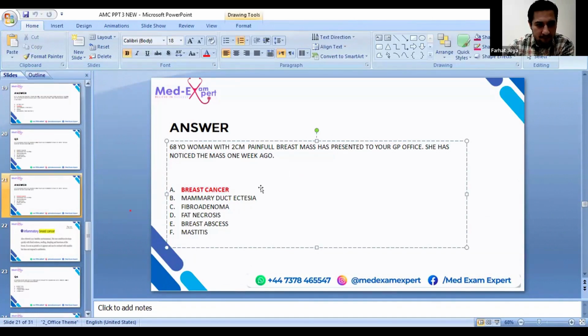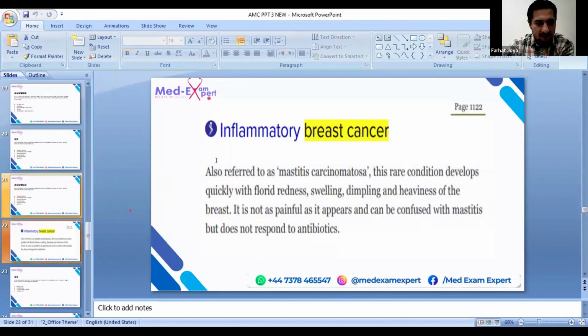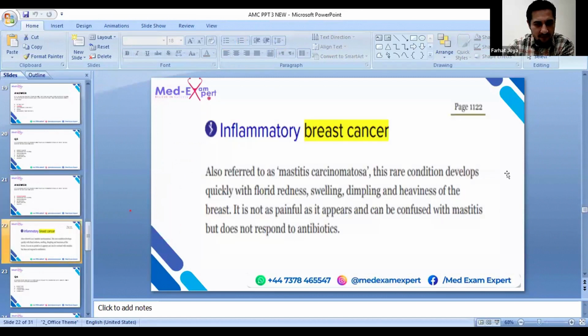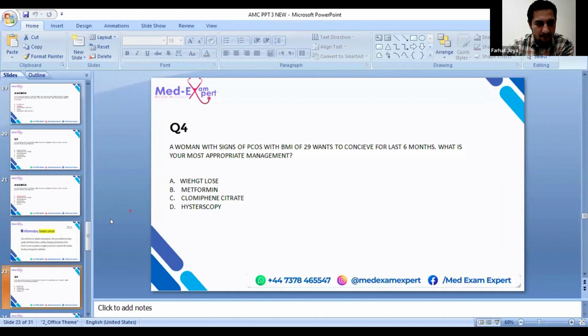And why? Some people may say, okay, breast cancer is not painful, but the lump is painful. It can be painful, based on the textbook. Look at here, page 1122. Inflammatory breast cancer can be painful. All right, so our next question. Another 30 seconds.